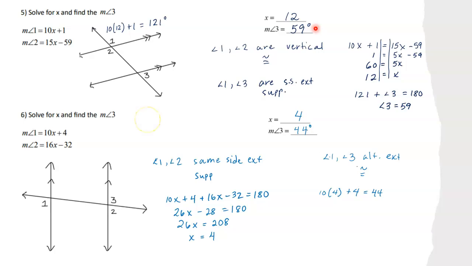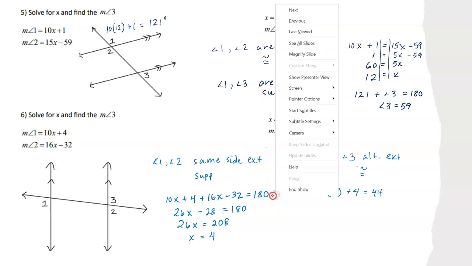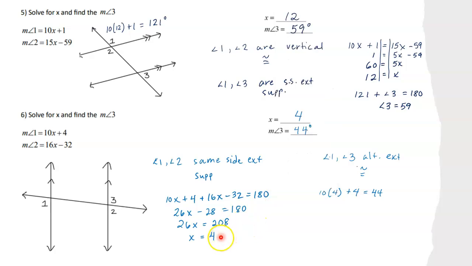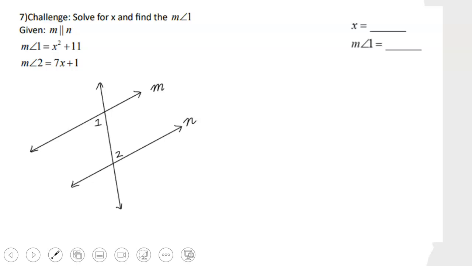For number 6, I started with 1 and 2 being same side exterior angles. Since they're same side exterior angles, that means that they have to add up to 180 degrees. I solved for x, x is 4. And then I was trying to find angle 3. I know that angle 3 and angle 1 are congruent because they are alternate exterior angles, so I plugged my 4 into the expression for angle 1 to get that angle 3 is also 44 degrees. Okay.